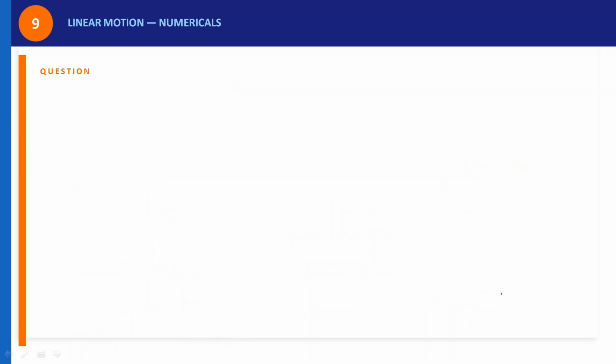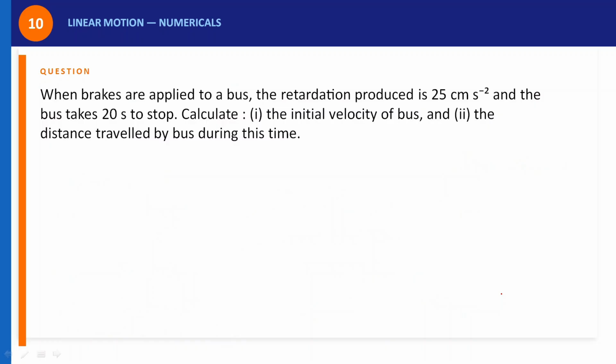Let's see the next one. When brakes are applied to a bus, the retardation produced is 25 centimeter per second square, and the bus takes 20 seconds to stop. Calculate the initial velocity of the bus and the distance traveled by the bus during this time. Let's find what is given here one by one. So acceleration given here is 25 centimeter per second square.